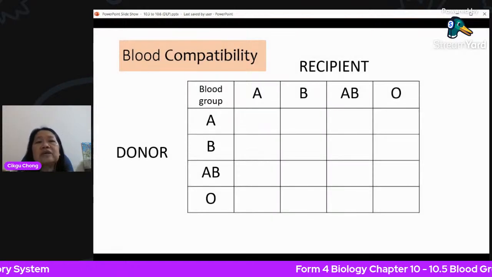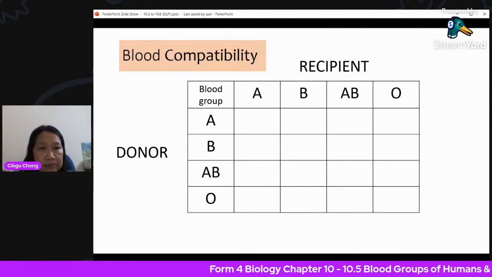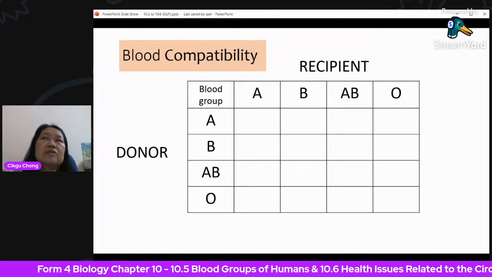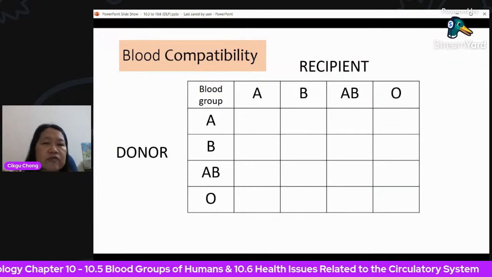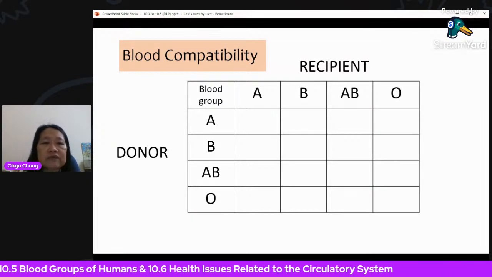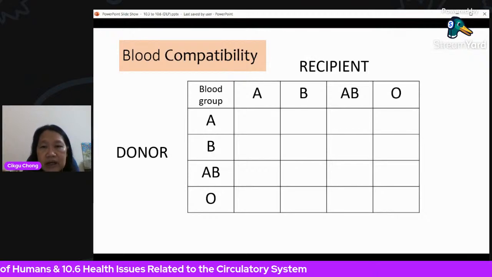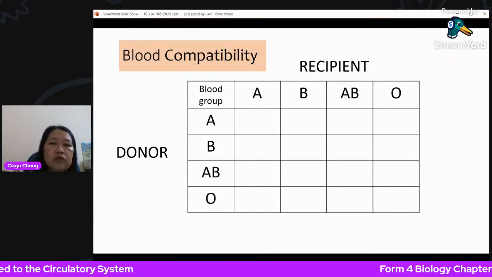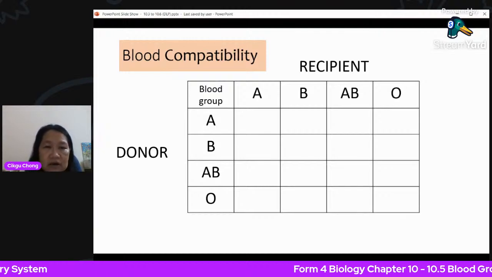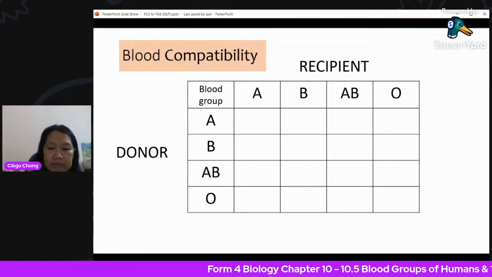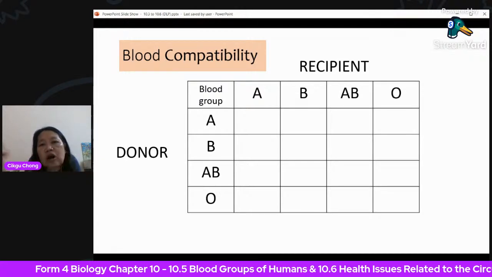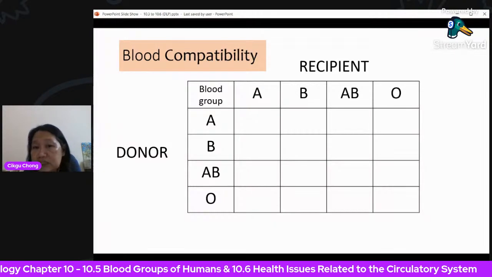Now, to keep it short and simple, if you forget who can donate to what kind of blood, I give you a very simple way to remember. First of all, you draw a grid, something like a Punnett square, where you have 25 boxes. The left column represents the donor, the person who donates the blood, and the top row is the recipient, the person who receives the blood.